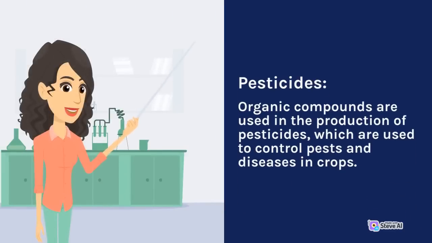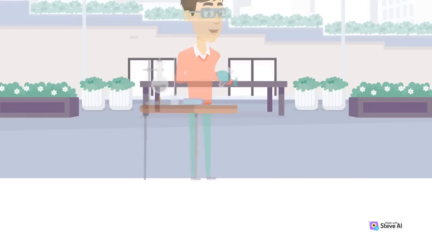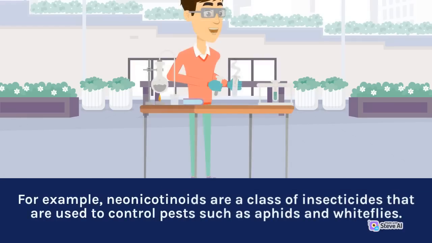Pesticides. Organic compounds are used in the production of pesticides, which are used to control pests and diseases in crops. For example, neonicotinoids are a class of insecticides that are used to control pests such as aphids and whiteflies.